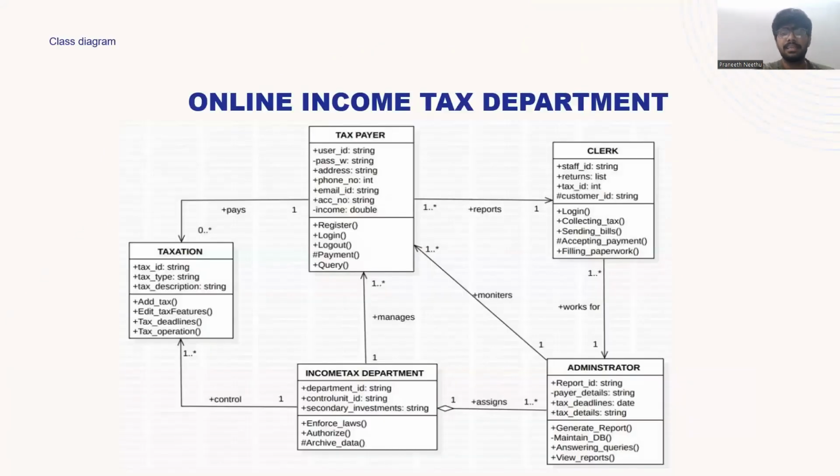Also, each of the attributes can have a visibility mark. As you can see, there is a plus symbol in front of user ID, which is for public, a minus symbol for private, a hash symbol for protected, and a similar symbol for package. Here, user ID can be visible to anyone, so it is marked as public, and password is hidden from other people, so it is given as private, and customer ID is protected, so it is given as hash.